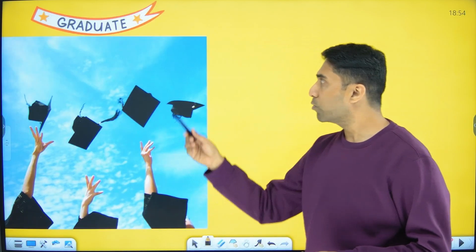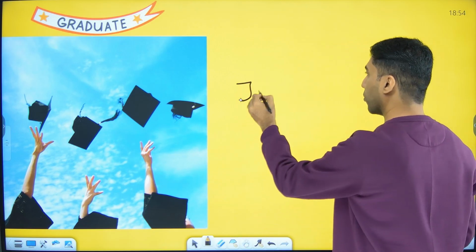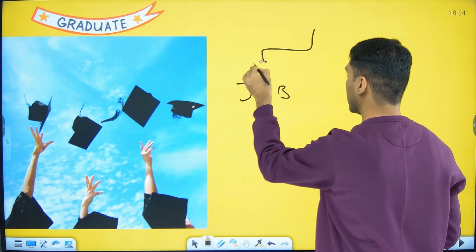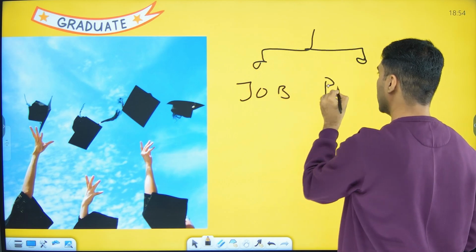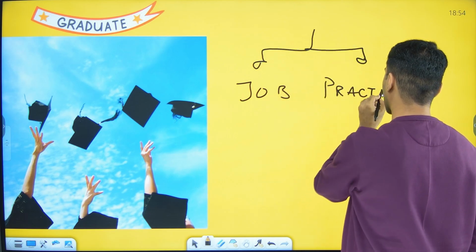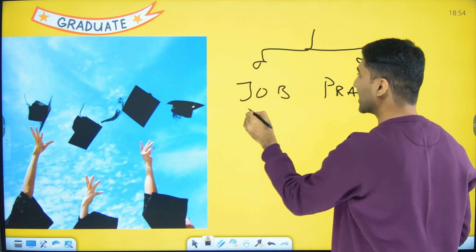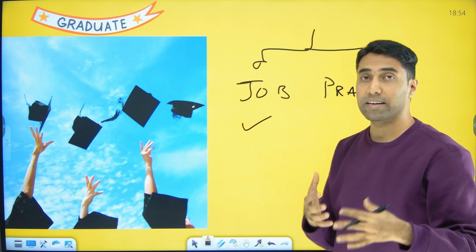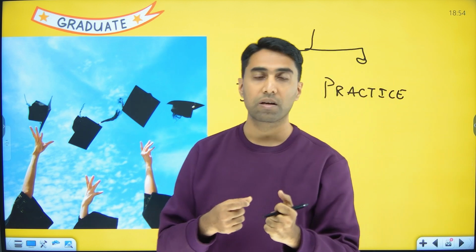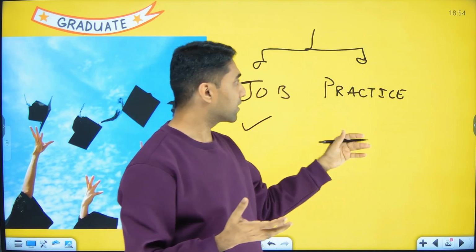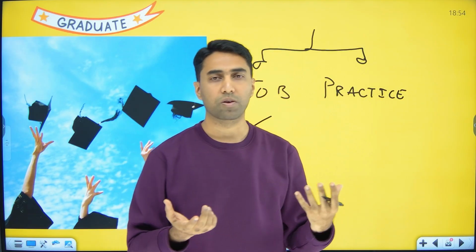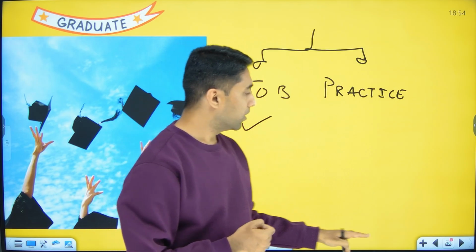So now very quickly, once you graduate, what are the broad options? You can go for a job or you can also practice. But what is suggested is always go for a job, get experience, get the exposure. Then later you can have your own practice, meaning your own consulting, you can do it later. So this is how you do.